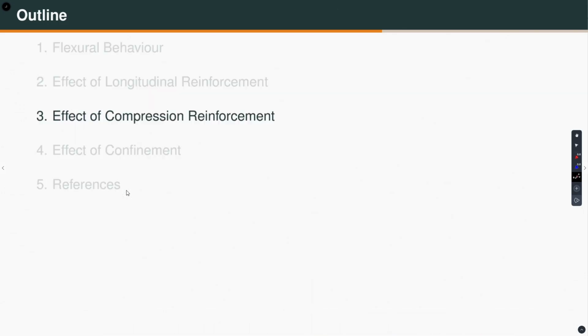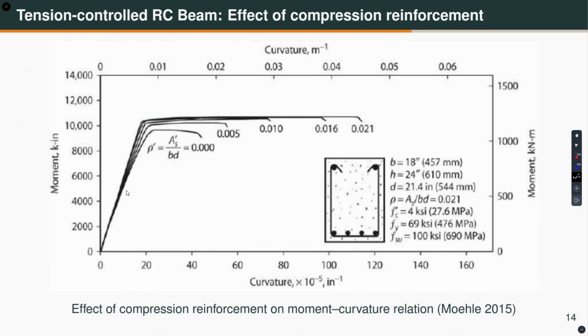Now, let us talk about the effect of compression reinforcement. That means we are talking about a doubly reinforced section. The percentage of compression steel is denoted by rho prime, which is As prime, the area of this steel, divided by bd. For this particular moment curvature relationship, there is no compression steel, and then slowly it is increased, and this number is equal to the percentage of tension steel. So, what is the effect?